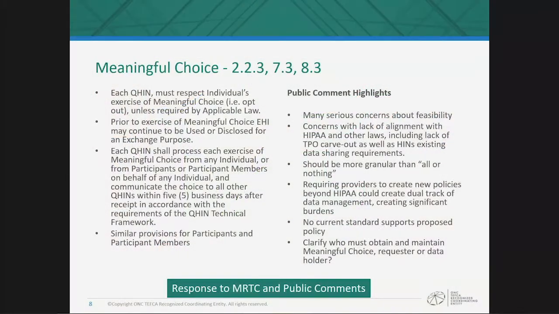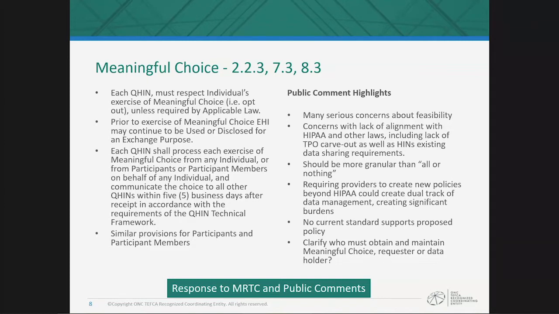Thank you. Meaningful choice is an interesting one, and I think if we could just do a quick synopsis, this is one I think there might be comments on. This is a huge issue today. So the MRTCs require a QHIN to respect an individual's exercise of meaningful choice, opt in, opt out, whatever that may be, unless that exercise of meaningful choice is overridden by applicable law. And that could happen in some cases.